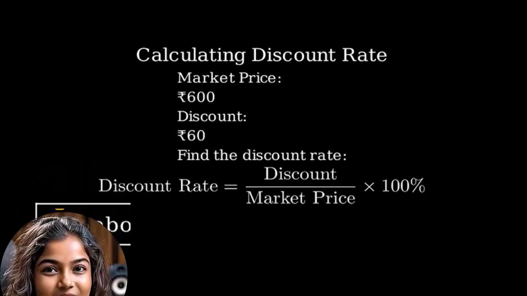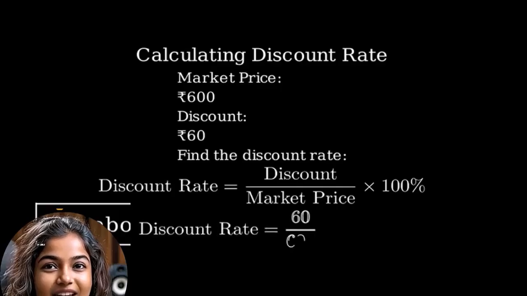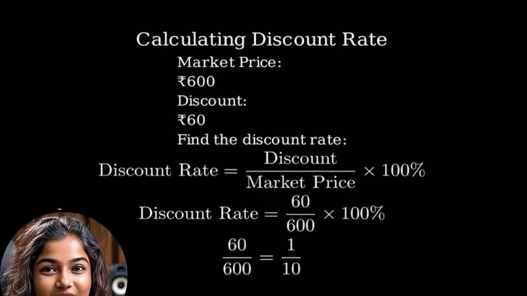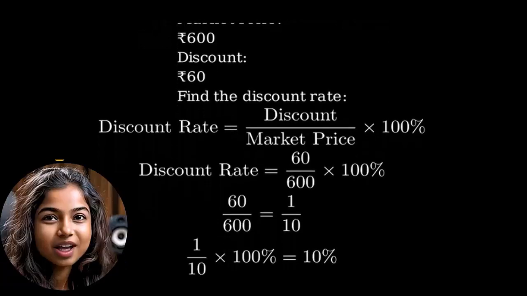Discount rate equals discount divided by market price times 100%. Plugging in the values, we have 60 Indian rupees divided by 600 Indian rupees times 100%. Simplifying the fraction gives us 1/10. Multiplying 1/10 by 100%, we get 10%.